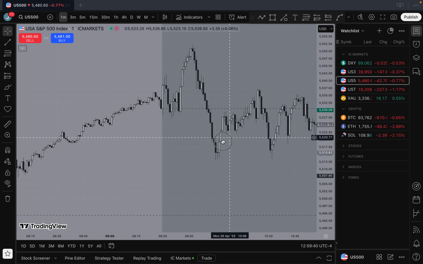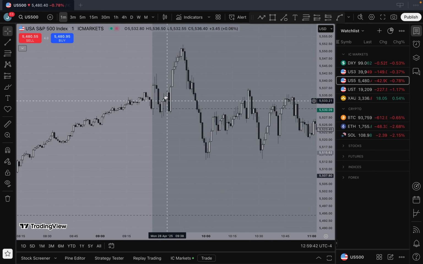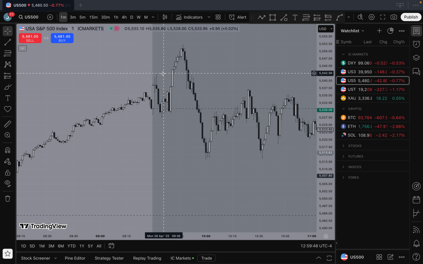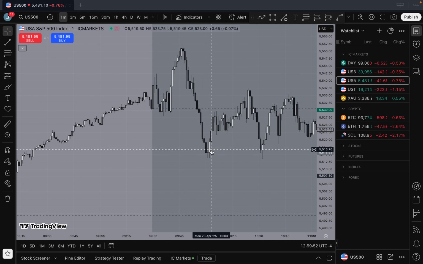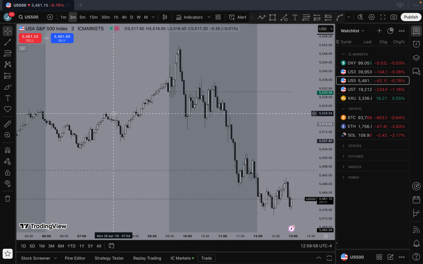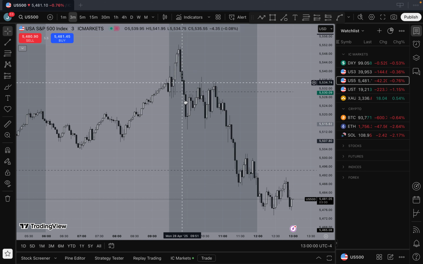Pretty simple, really. We did see price do its thing, fill this imbalance, come back down, and then bump all the way up to sweep liquidity before reversing around 10 to 10. At that point, you can see here this is way cleaner in terms of the actual setup.